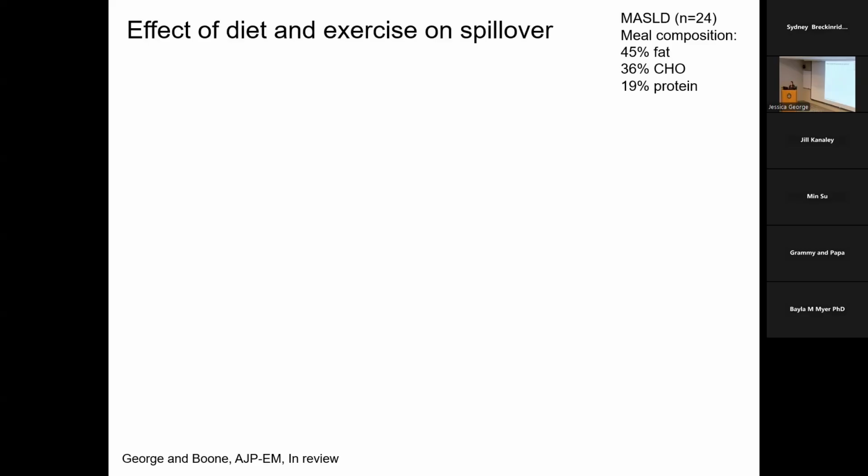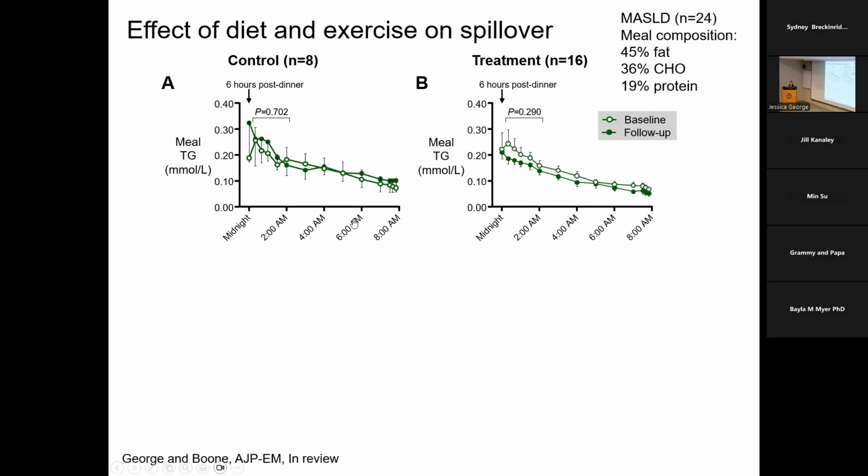We collected metabolic measurements before and after the intervention, and during these study visits, participants consumed the chicken Alfredo meal that I showed you. It had a triglyceride isotope in it. So now, on the left, we have control subjects, and on the right, we have treated subjects. The open circles are baseline, and the closed circles are follow-up. We found no difference in the nocturnal presence of meal TG in controls or treated subjects.